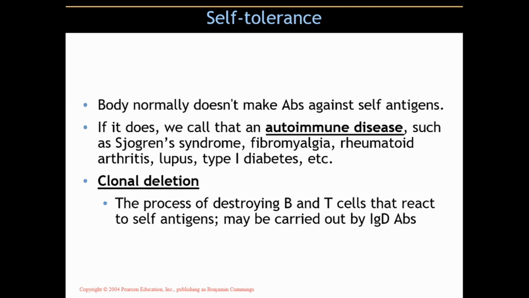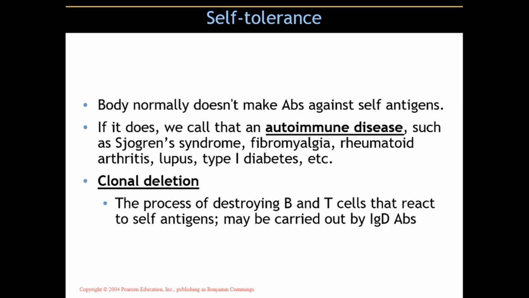Can you tolerate yourself? Well, some of us have trouble tolerating ourselves, but that's a topic of psychology, not microbiology or immunology. What we're talking about here is, can you tolerate your own cells? So normally, our body doesn't make antibodies against our self-antigens. In other words, we don't make antibodies against our own cells or our own tissues. Normally, we don't. But if it does, we call that an autoimmune disease, auto meaning self. So it's a self-immune disease, such as Sjogren's syndrome, fibromyalgia, rheumatoid arthritis, lupus, type 1 diabetes, and so on.